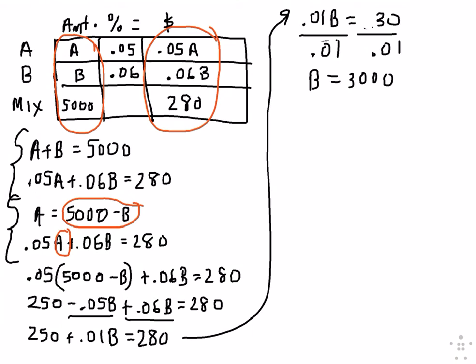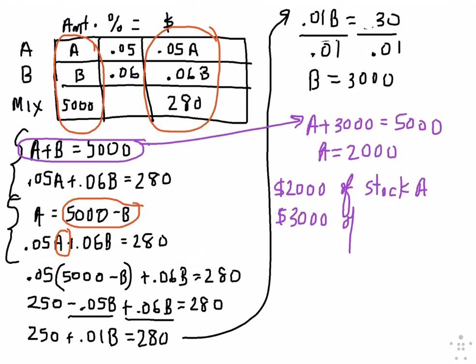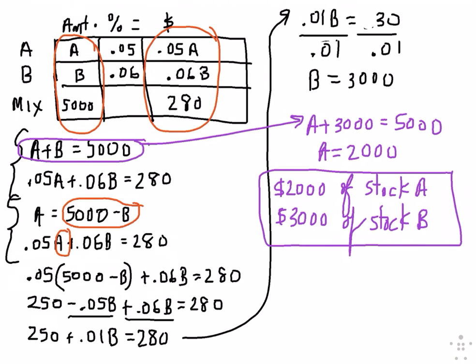Now we need to get A, so I'm going to use one of the easiest equations, right? So this one looks pretty straightforward. And I'm going to get A plus B, which is 3,000, equals 5,000. So A equals 2,000. So the answer would be $2,000 of stock A and $3,000 of stock B. That would be the answer to this one.